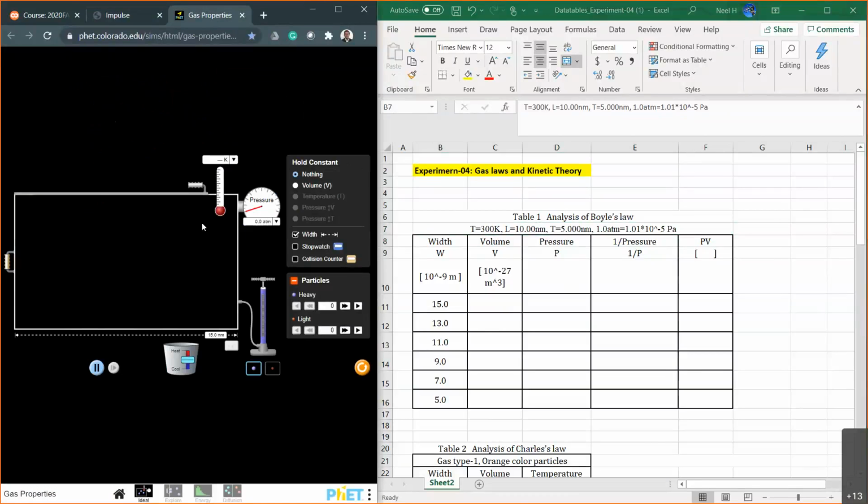Okay, now to start the experiment, you have to add the gas into here, right? We can add either heavy atoms or the light atoms. So let's try with the light atoms. To add the gases, what you have to do is click on this.